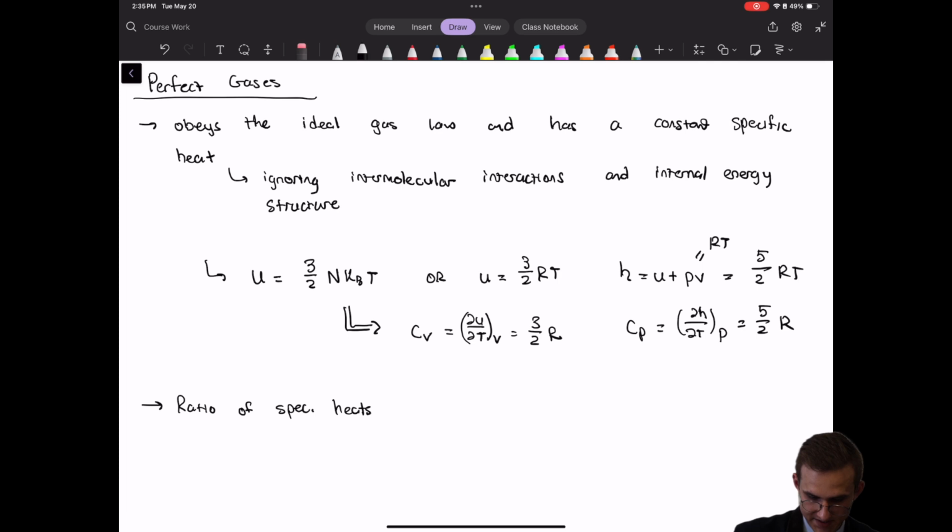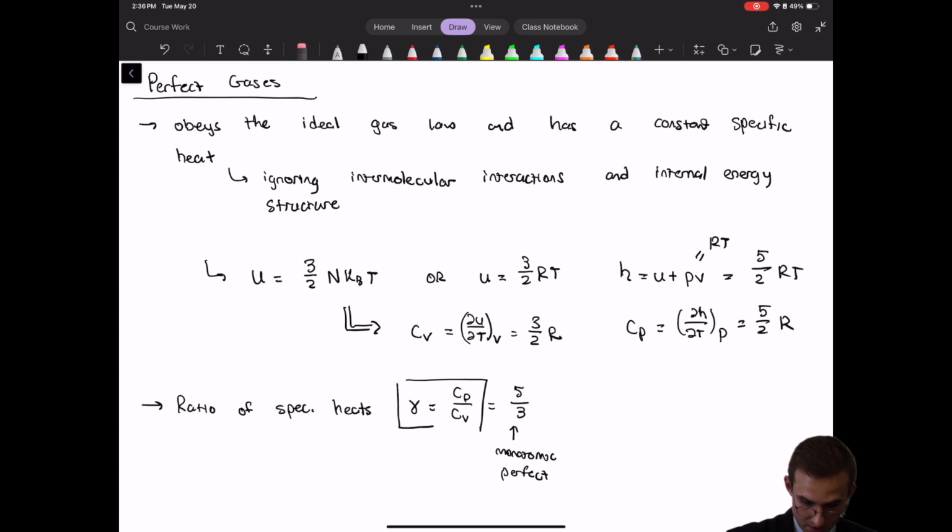It just so happens that these specific heats are often found when you're looking at, say, the entropy change between two states or something, in a ratio like this, Cp over Cv. And so for a monatomic ideal gas, it looks like this. So this is monatomic perfect gas. Okay, I'm going to box this because this is quite important.